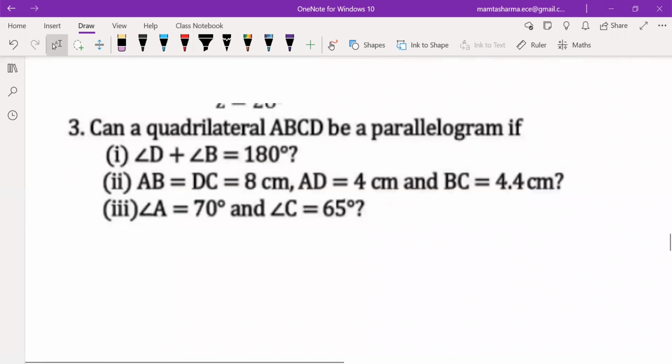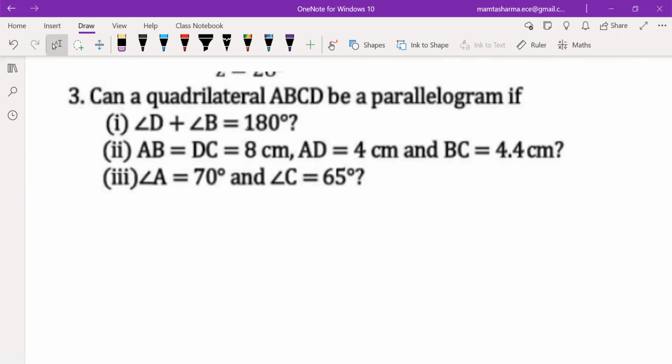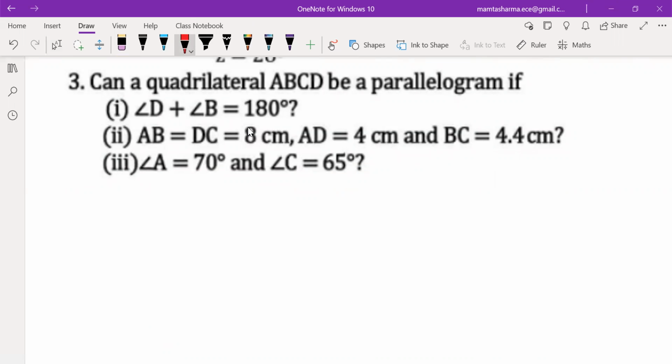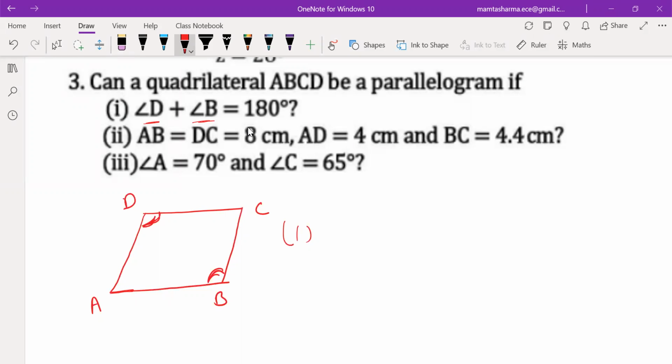This we have already done. Now tell me this question: can a quadrilateral ABCD be a parallelogram if angle D plus angle B is equal to 180 degrees? First draw ABCD parallelogram. Is this a parallelogram? No, ma'am, it's not a parallelogram. For a parallelogram, opposite sides should be parallel to each other. This is somewhat looking like a parallelogram. We'll give names A, B, C, D. If angle B and angle D is 180 degrees, in this condition, can this ABCD be a parallelogram?